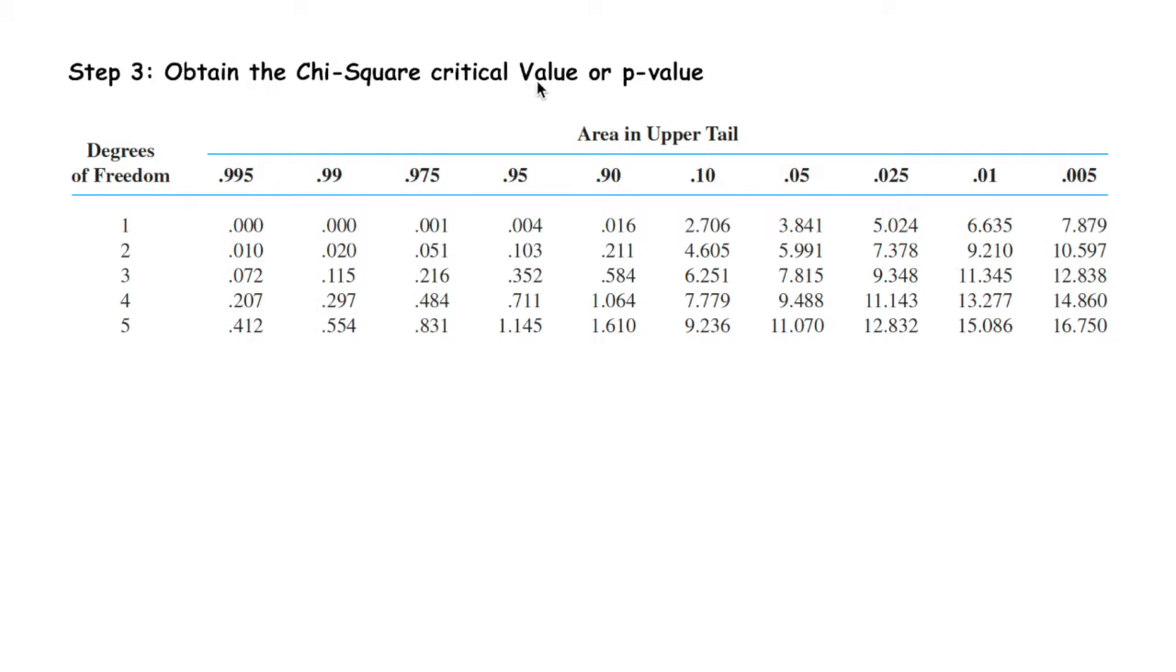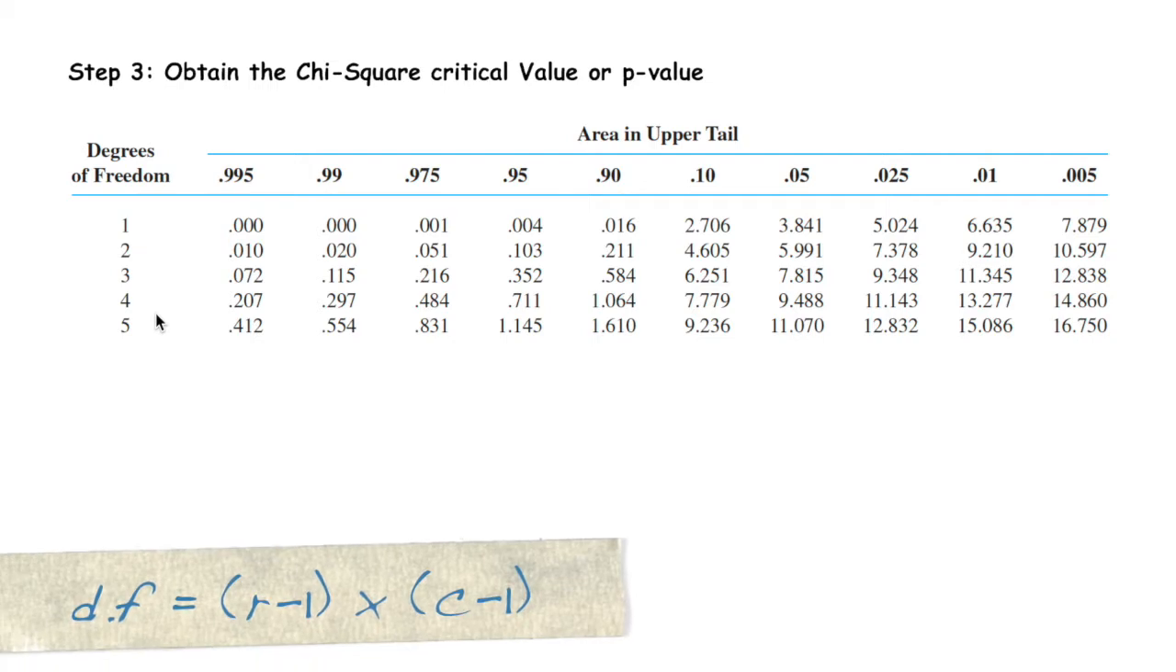Suppose I want to get a critical value. The way that I do that is very straightforward. In the very first column of my table, I go to the appropriate degrees of freedom. The appropriate degrees of freedom is simply the number of rows in our table minus 1 multiplied by the number of columns minus 1. So since we had a 3 by 2 table, the degrees of freedom is simply 3 minus 1 multiplied by 2 minus 1, and so you're going to have 2 degrees of freedom.